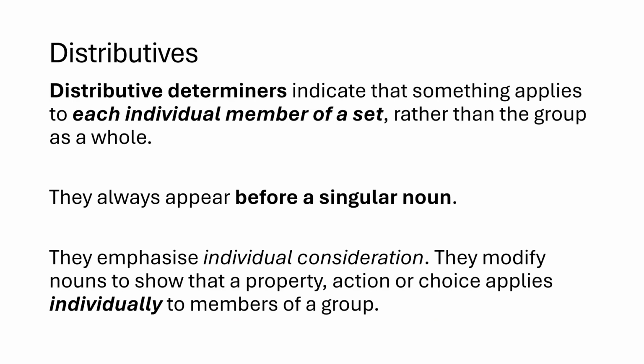Distributive determiners indicate that something applies to each individual member of a set rather than the group as a whole. They always appear before a singular noun. They emphasize individual consideration. They modify nouns to show that a property, action, or choice applies individually to members of a group.